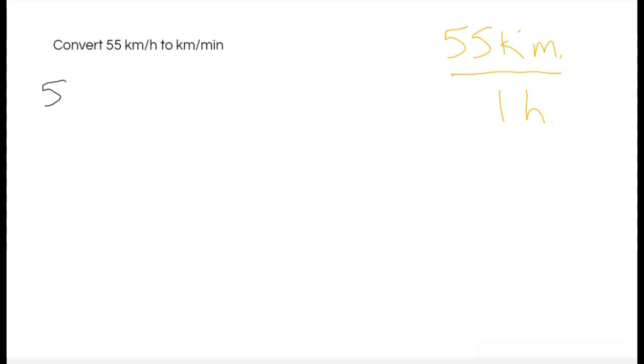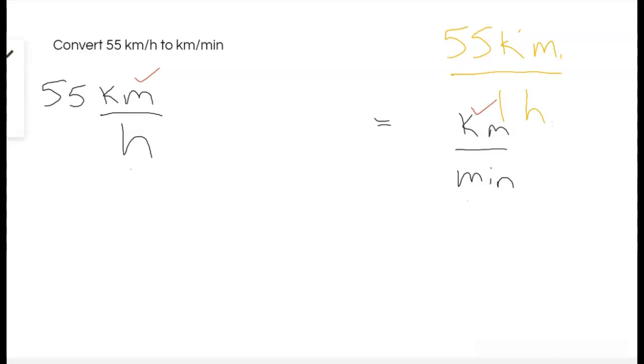So if I have 55 kilometers per hour, and eventually I want to end up with units of kilometers per minute, do I need to change my kilometers? No. I've got kilometers here and kilometers over here. But what I do need to change are my units of time. So I'm going to use the same approach as before: I need to get rid of those hours.